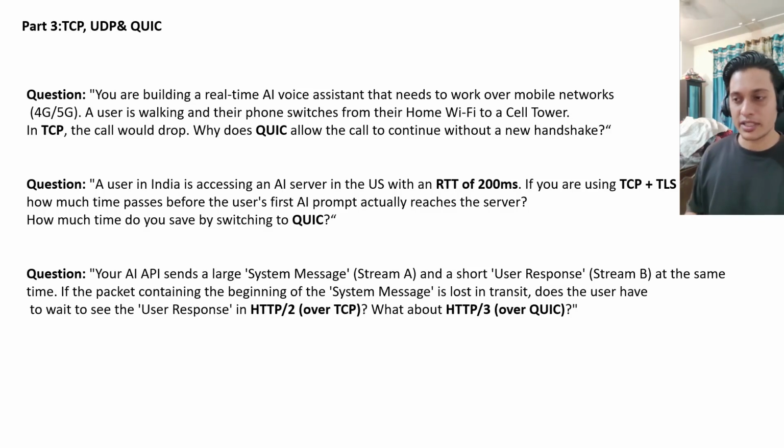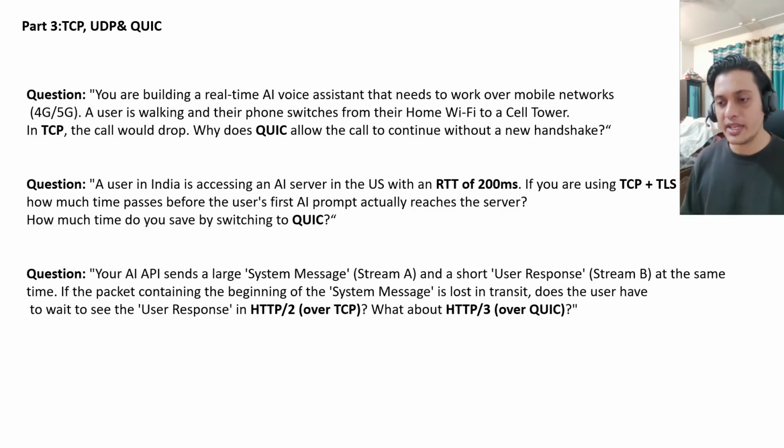With TLS 1.3 it will cut one cycle. Don't worry, I will teach you about TLS 1.2, 1.3, everything. But currently it is TCP with TLS 1.2, which means it will become 3 RTT. 3 RTT means 3 multiplied by 200 milliseconds, so it will take 600 milliseconds for the AI prompt to actually reach the server. How much time do you save by switching to QUIC? QUIC will take only 1 RTT, so only 200 milliseconds. So you cut the time to one third. Okay, let's come to the next question.